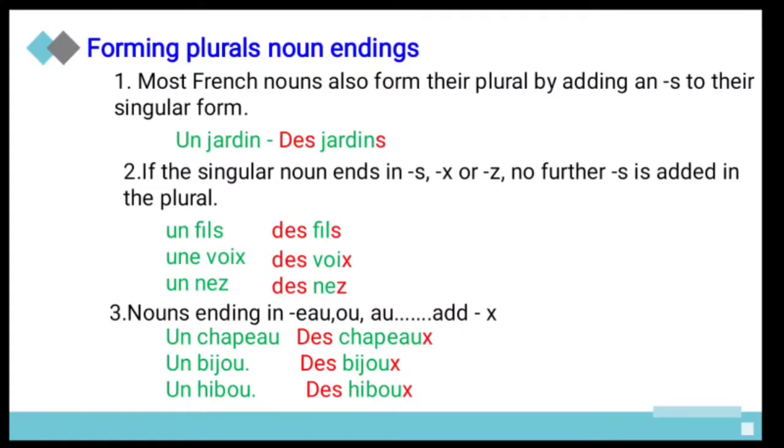And next, second rule, if the singular noun ends with s, x or z, no further s is added in the plural. So if the noun ends with s or x or z, you should not change anything over there. You have to change only the article, that is the indefinite article. Un fils, a son. And what is the plural form of this one? Des fils, some sons.